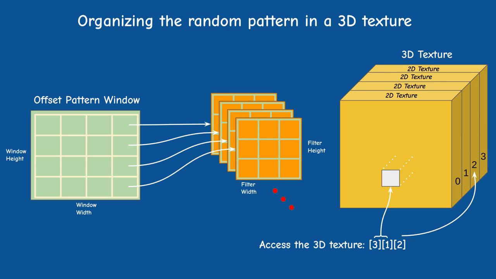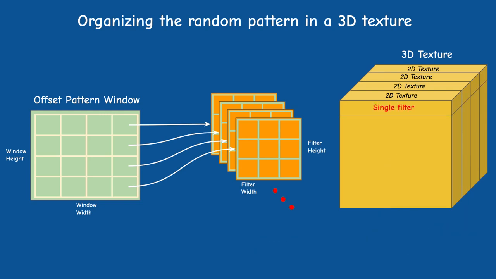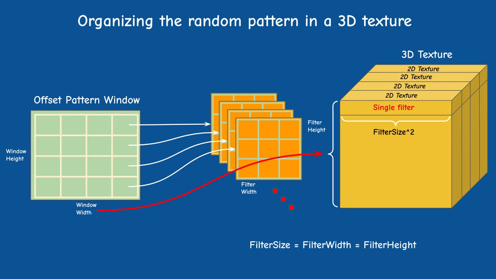Now we need to map four dimensions into three, so what we will do is to use the entire x-axis for a single filter. This means that the width of the texture will be filter size squared, where filter size is the width and height of the filter. The width of the window will be mapped to the height of the texture, and finally the height of the window will be mapped to the depth of the texture. I know it's a bit confusing, but hopefully this diagram helps in understanding it.